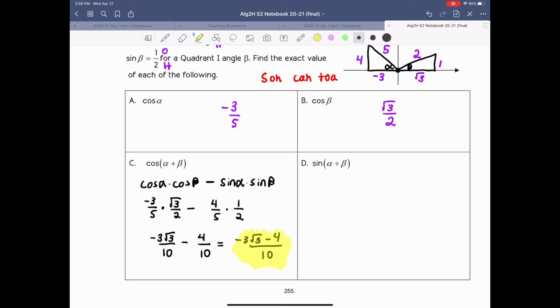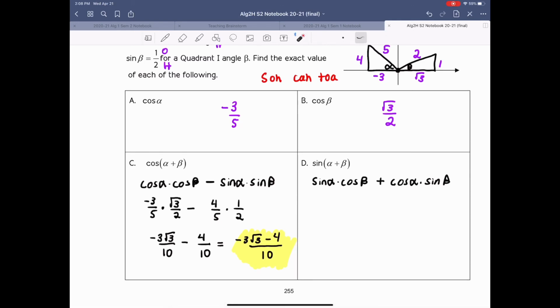Now for part D, we have something similar, the sine of alpha plus beta. So we just have to use that expansion formula. If we're taking the sine of alpha plus beta, keep in mind for sine, we're going to keep the operation and we're going to group this as sine, cosine, and then alternate cosine, sine. So let's go ahead and expand this. We have the sine of alpha times the cosine of beta. And again, we're going to keep the same sign, addition, and then we're going to alternate: cosine of alpha times sine of beta.